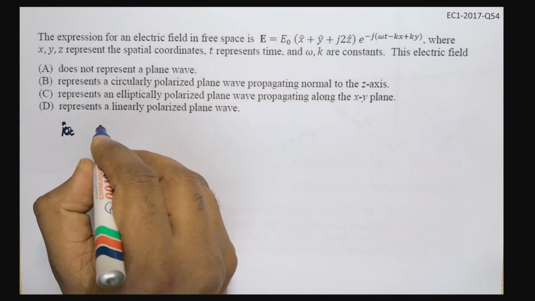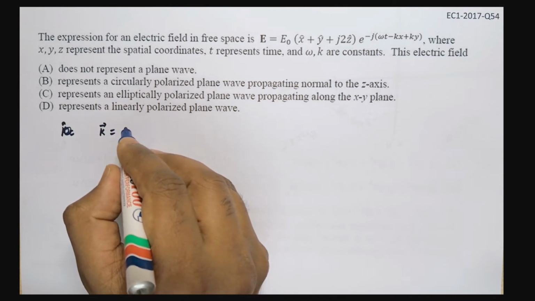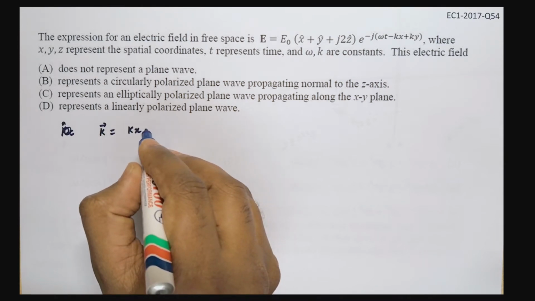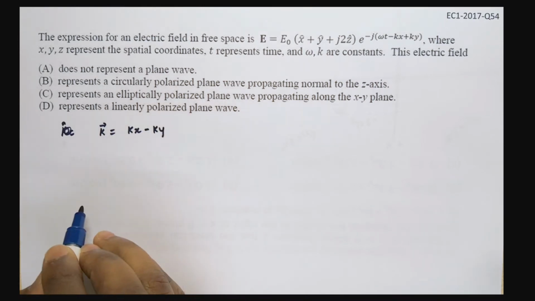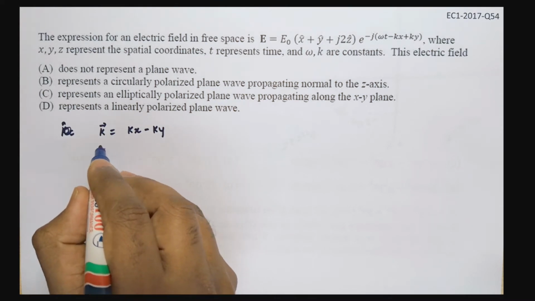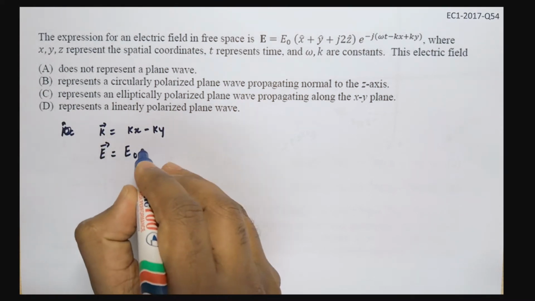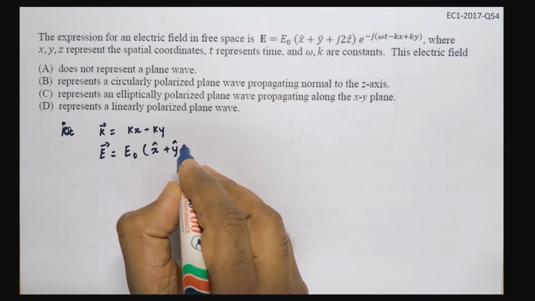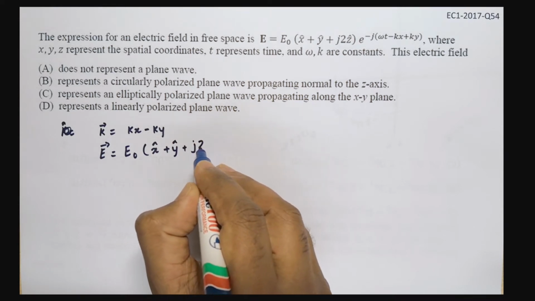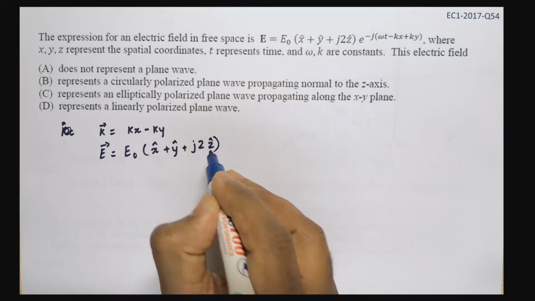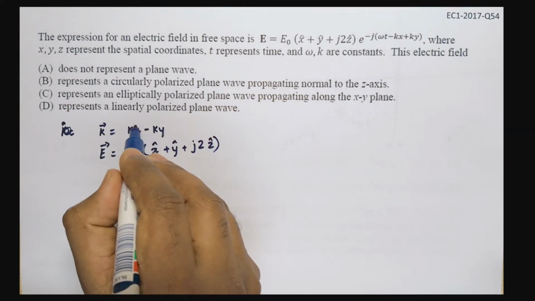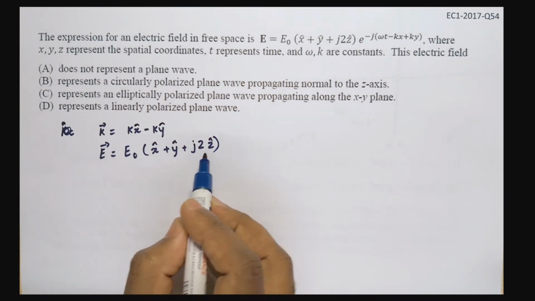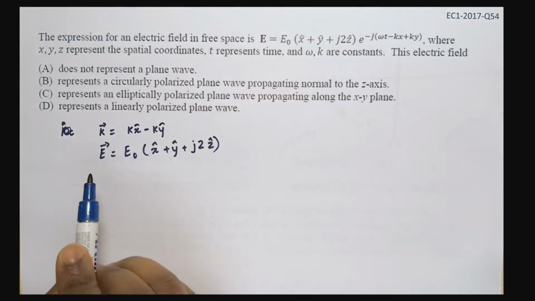Here the k vector is equal to kx minus ky, and the electric field vector E is equal to E naught (x plus y plus j z). So the k vector is given by this, where x and y are unit vectors, and the electric field vector is given like this from the given question.